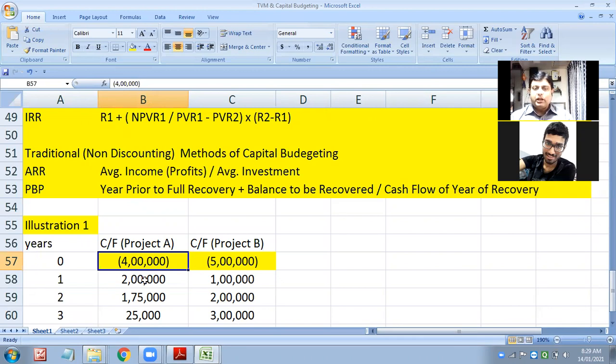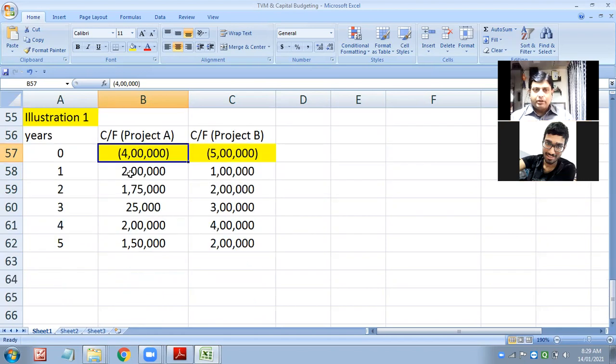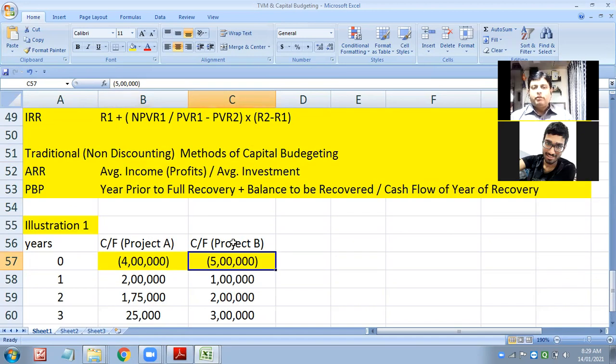In project A, my initial investment is 4 lakh, and my returns are like this. In project B, my investment is 5 lakh, and my returns are this. So now I have to take the decision whether project A is better for me or project B is better for me.